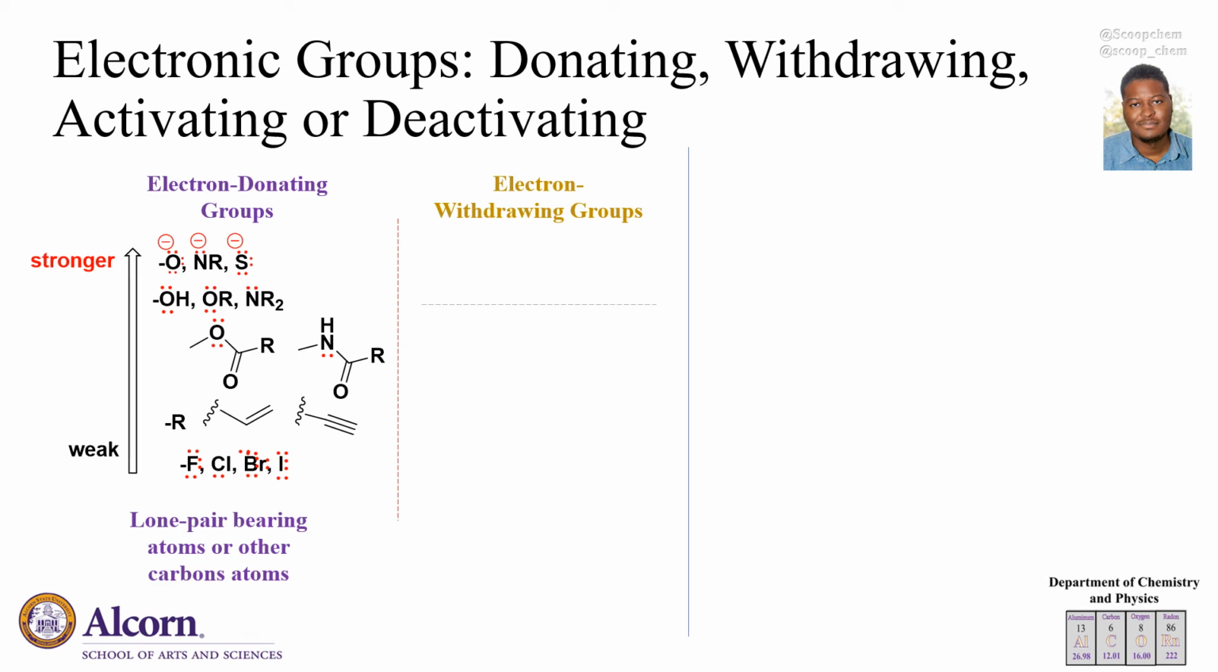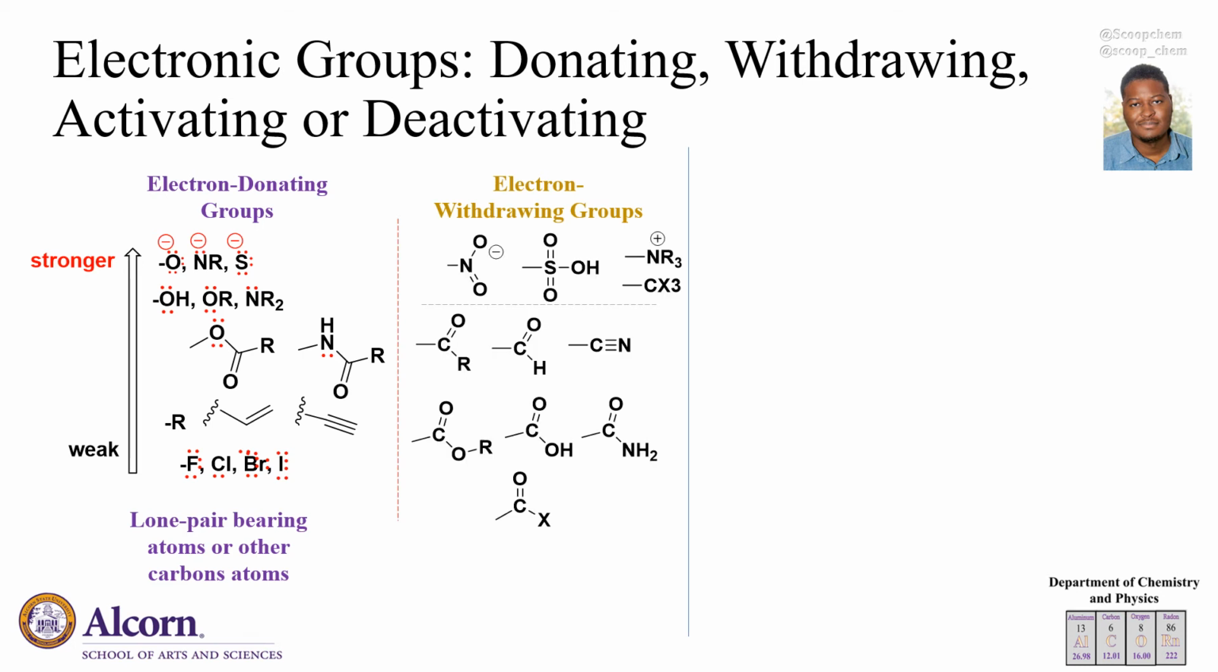On the opposite end of this are electron withdrawing groups. We can summarize these by saying that these are groups that have polar pi bonds or electron deficient atoms. So nitro or sulfonyl groups, protonated nitrogens, carbons that have trihalide, haloform type of substrates, ketones, aldehydes, and nitriles are electron withdrawing. Esters, acids, and amides, as well as acid halides, are electron withdrawing.